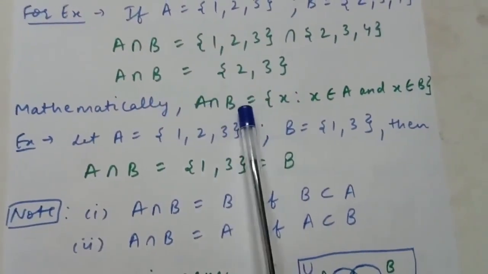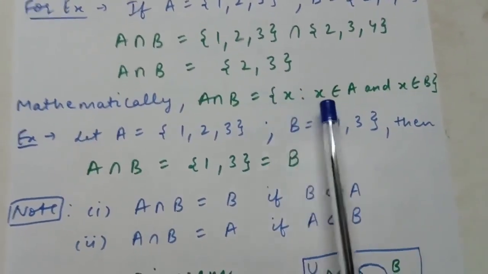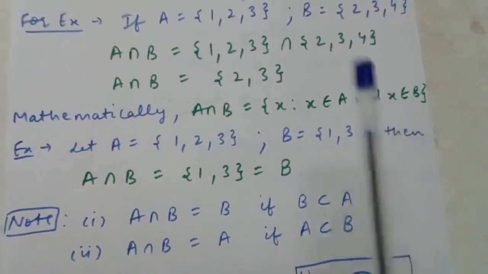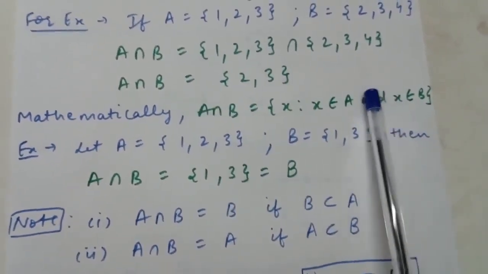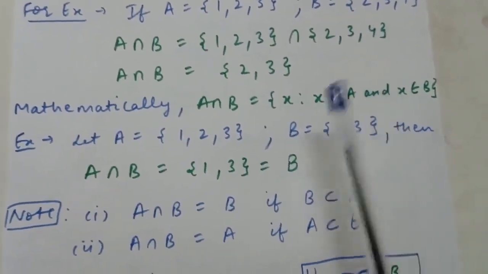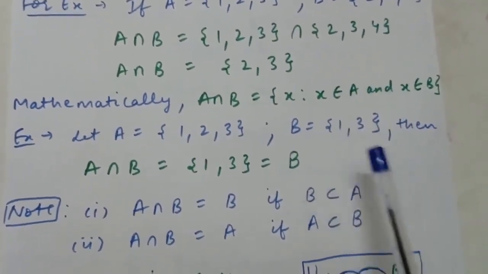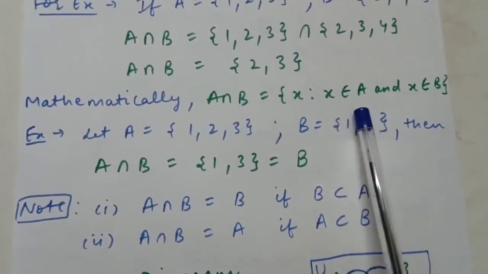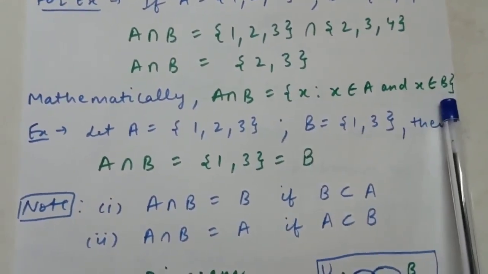Mathematically, A intersection B is equal to {x such that x belongs to A and x belongs to B}. In union, in place of 'and' there was 'or', because in union x either belongs to A or belongs to B. But in intersection, x is such that x belongs to A and also x belongs to B.